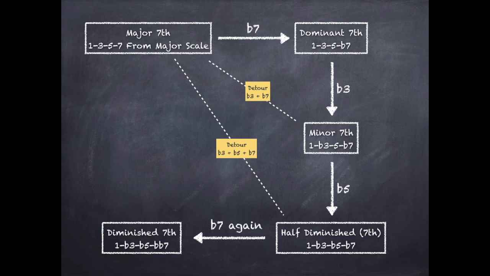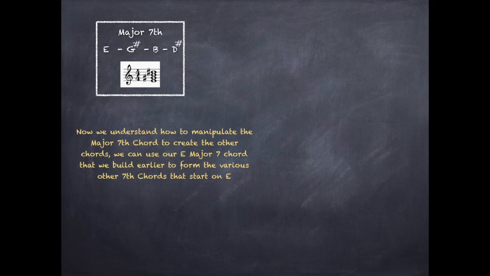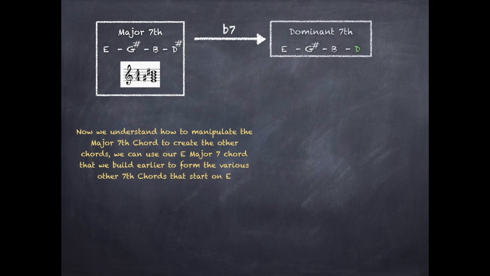Or if I flatten the seventh again of a half diminished chord, I end up with a diminished seventh chord, and there's a detour from the major 7, flat 3, flat 5, and double flat 7. So now we're going to apply this. There's our E major seventh chord. If we flatten the top note of our E major seventh chord, which is the D sharp, it becomes a D, and that's our E dominant seventh chord.